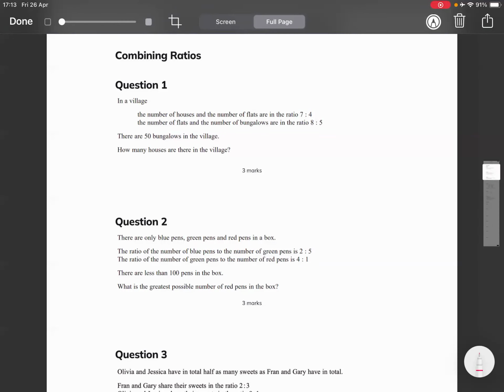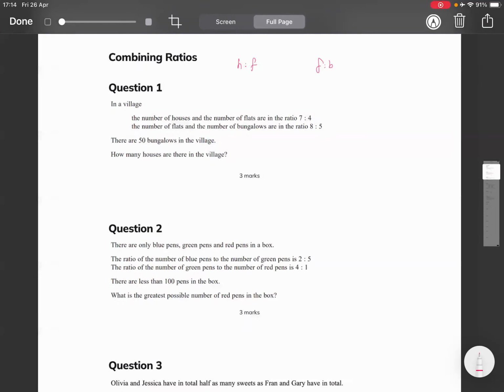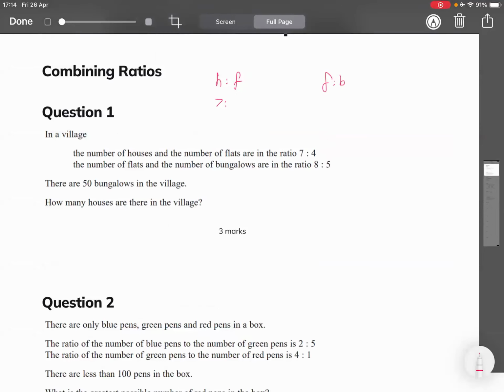So for question one, we have two ratios. We have a ratio of houses to flats and a ratio for flats to bungalows. Ask me if you're stuck, yeah? So the ratio for houses to flats is 7:4, and the ratio for flats to bungalows is 8:5. We need to combine them.